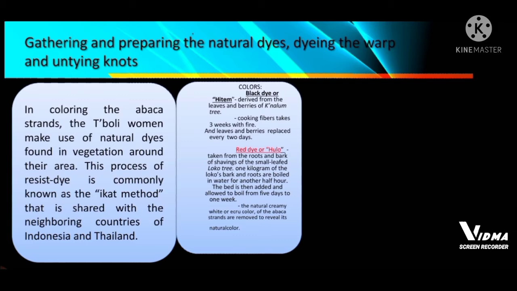For red dye or hulu, it is taken from the roots and bark shavings of the small leaf luco tree. 1 kilogram of the luco bark and roots are boiled in water for another half hour. The bed is then added and allowed to boil from 5 days to 1 week. Once done, the bed is removed and rinsed thoroughly until the water runs clear and then air dried. For the natural creamy white or ichor color of the abaca, the strands are untied to reveal its natural color.